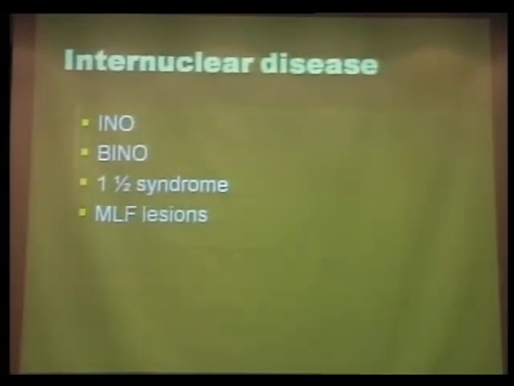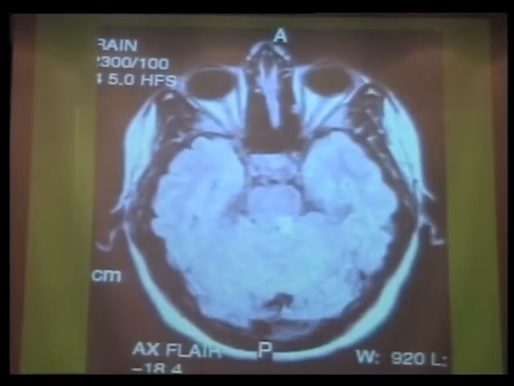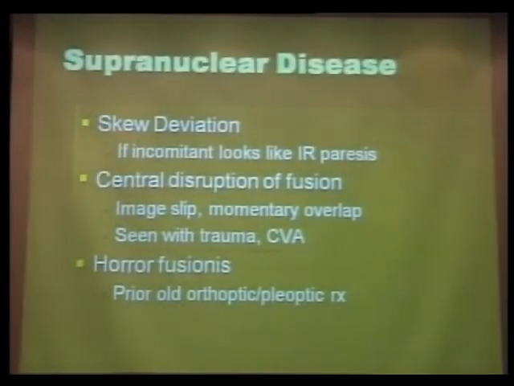Then we have internuclear disease, of course. Here's an example of somebody who has a 1.5 syndrome. The only thing is the right eye is abducting, and there's a brainstem lesion on the MRI. And supranuclear disease can cause diplopia. Skew deviation may be common, and it may mimic an inferior rectus paresis or a superior oblique palsy.